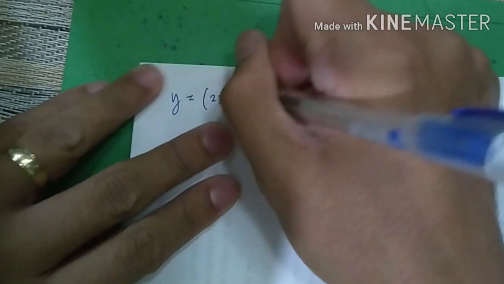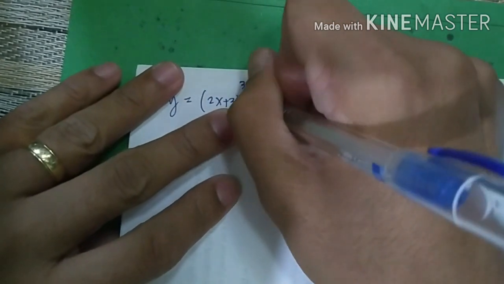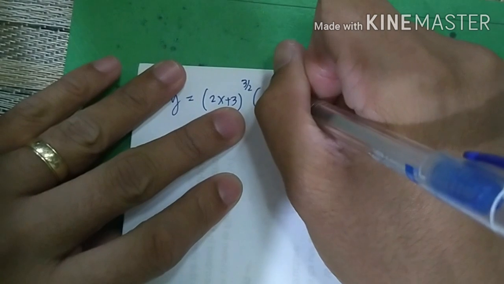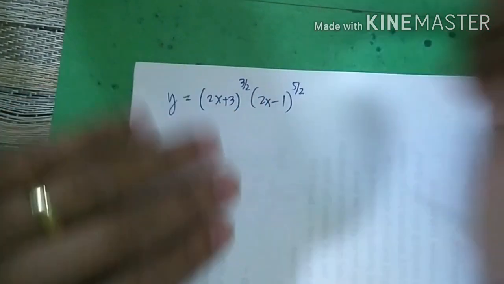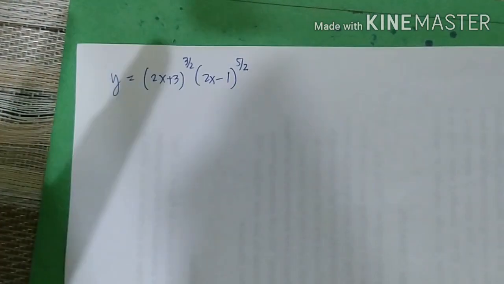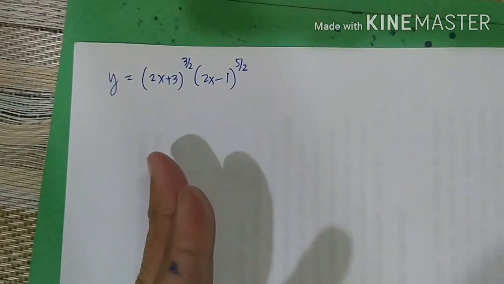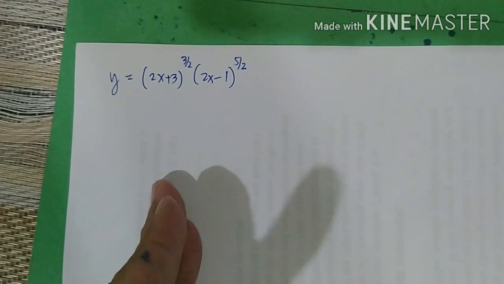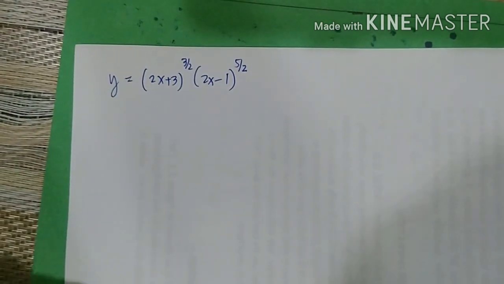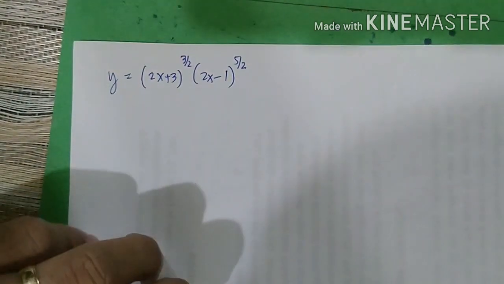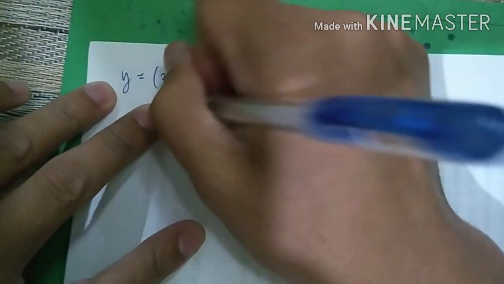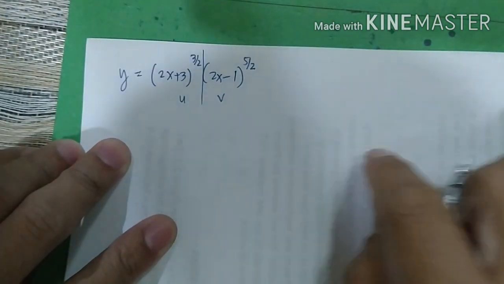(2x plus 3) raised to 3 halves times (2x minus 1) raised to 5 halves. Di ba? So, gagamitin natin diyan ulit ay yung product rule or pwede tayong gumamit ng yung chain rule of differentiation. So, that's too long. Di ba gagamit ako rito ng u times b. So, gagamit ako ng u db plus b du.